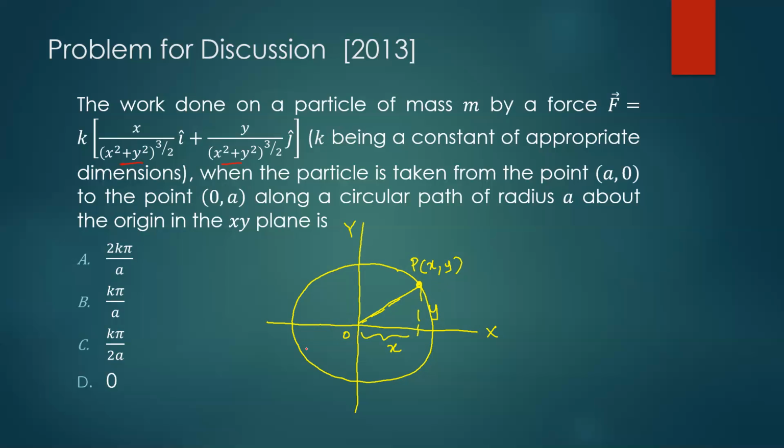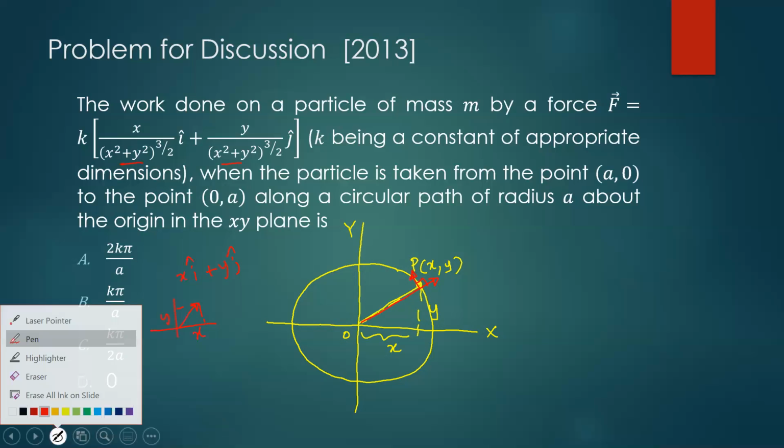Tangent, why? Let's say if I have x i cap plus y j cap, how would that point? This is x and this is y. This is how it would look, right? The force will be along OP. If you look at that expression, everywhere it will be along OP. The particle is moving around the circle, so every time its displacement is at right angles. So then what is the answer? 0. Work done.